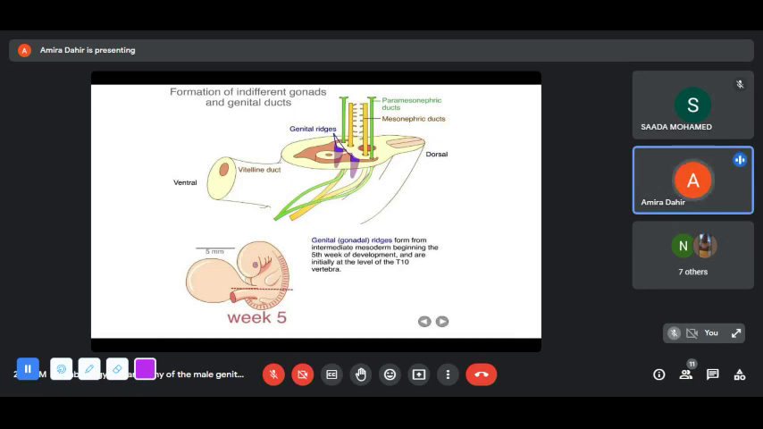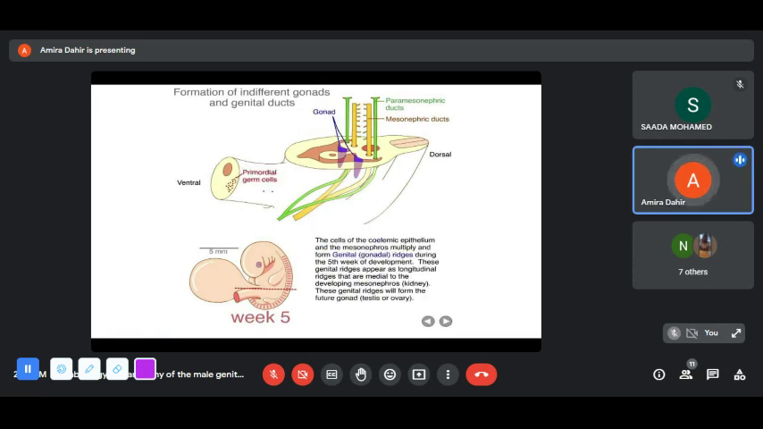This is a summary of the process that I've been talking about. You can see in week 5, there is a development of the gonadal ridges from the intermediate mesoderm. The cells of the coelomic epithelium and the mesonephros multiply, forming genital gonadal ridges during the 5th week of development. These genital ridges appear as longitudinal ridges on the medial side of the kidney.